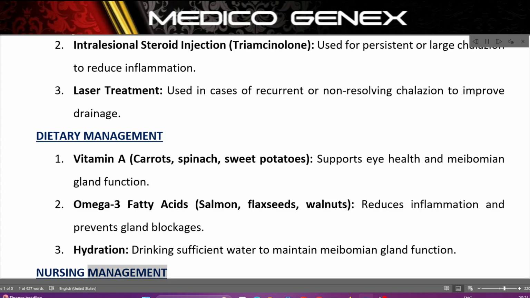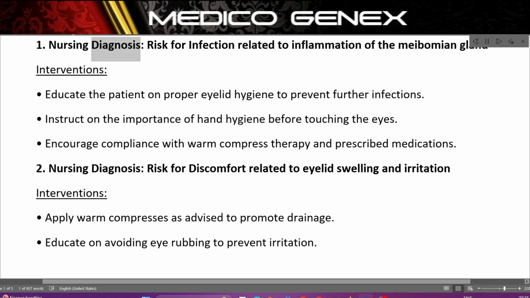Nursing management. 1. Nursing diagnosis, risk for infection related to inflammation of the meibomian gland. Interventions. Educate the patient on proper eyelid hygiene to prevent further infections. Instruct on the importance of hand hygiene before touching the eyes. Encourage compliance with warm compress therapy and prescribed medications.